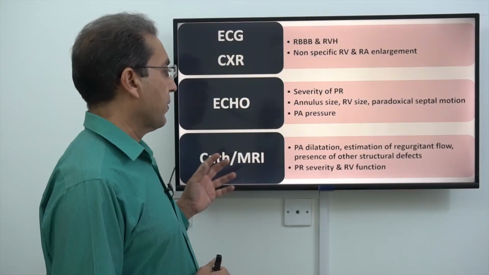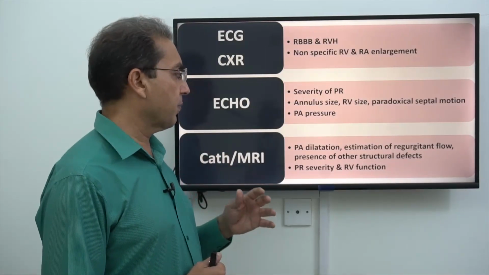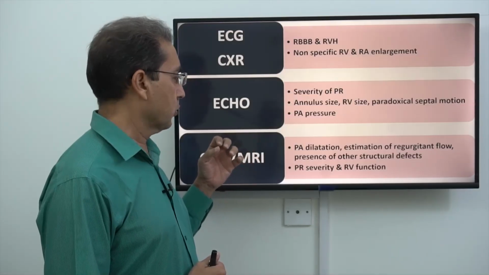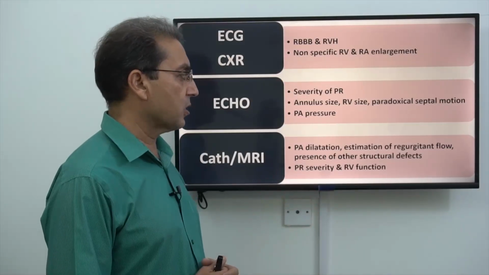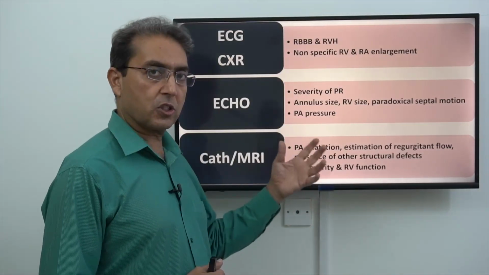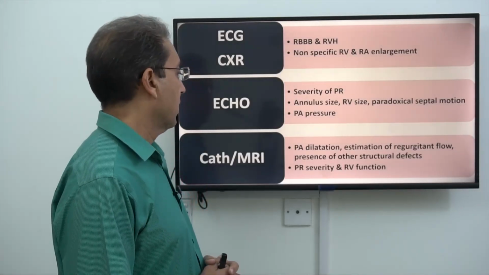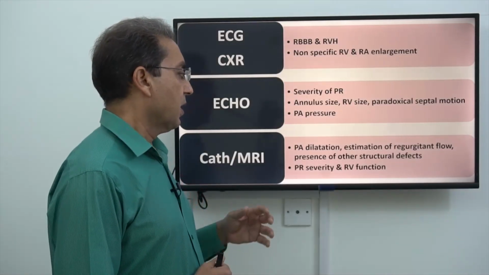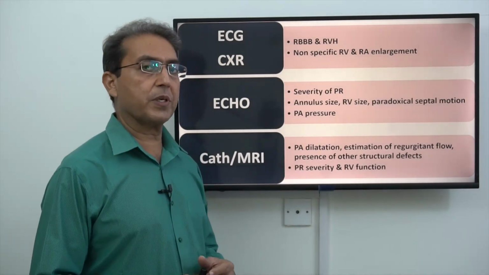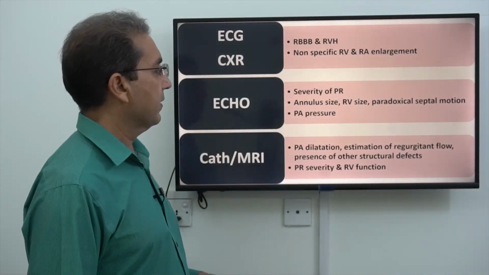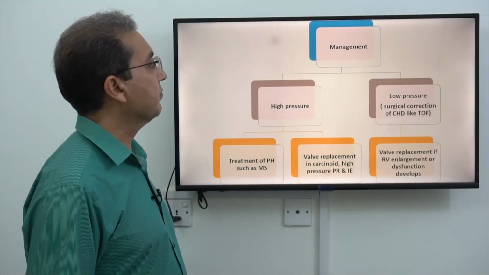Cardiac catheterization or MRI is usually not used, but it can provide useful information about pulmonary artery dilatation, estimation of regurgitation flow, and the presence of other structural defects if they are present with pulmonary regurgitation. Pulmonary regurgitation severity and right ventricular function can also be determined on catheterization and MRI.